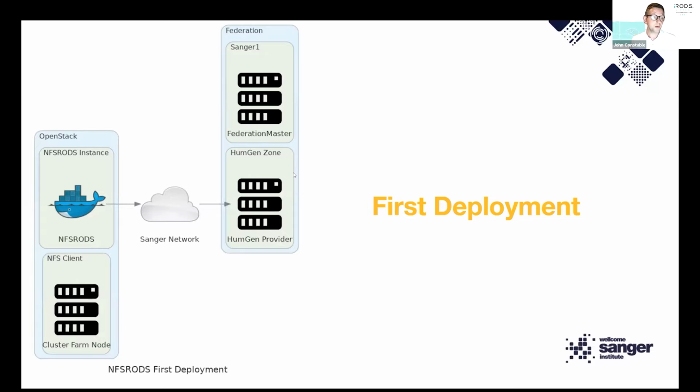So the first time we tried deploying it, fairly naive. We brought up a couple of virtual machines in our OpenStack instance, one of which had NFSRODS on it, the other one with the NFS client, and we pointed it directly at our Federation master, in this case Sanger 1, which then talked to the HumGen zone. This was really slow. It had so many layers of abstraction. I was trying to dig out the figures earlier, but I couldn't find them properly. It took something like 5 minutes, I think, to get ils responses, which was clearly way beyond what anyone would happily tolerate.